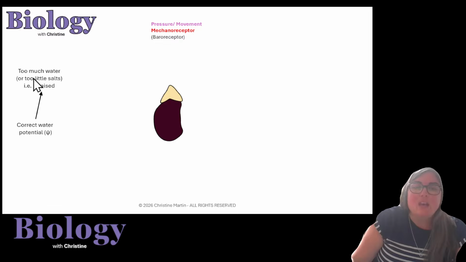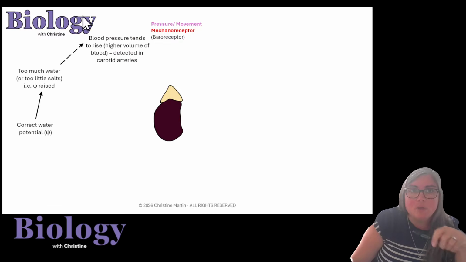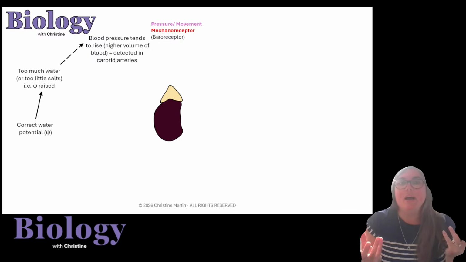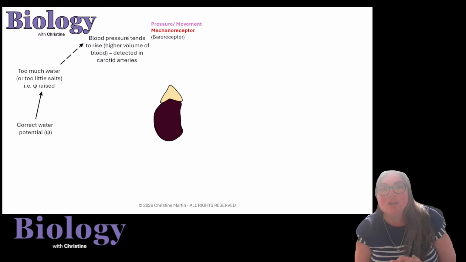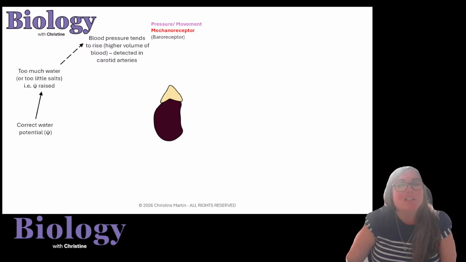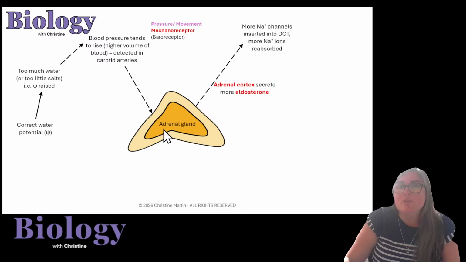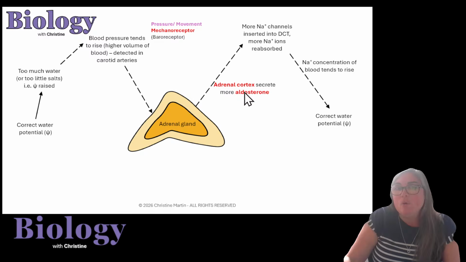So if we have too much water or too little salts, our blood pressure is going to rise, higher volume of blood detected in the carotid artery. So we've got our mechanoreceptors. Therefore, we've got our coordination center, which is going to result in our adrenal gland secreting aldosterone from the adrenal cortex.